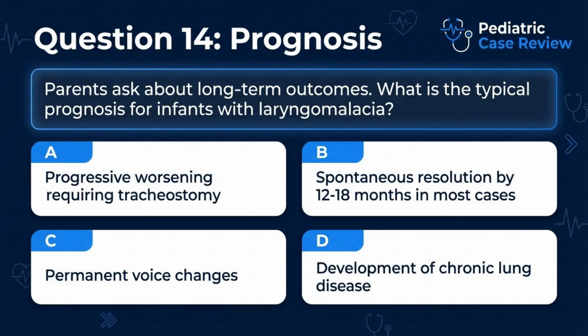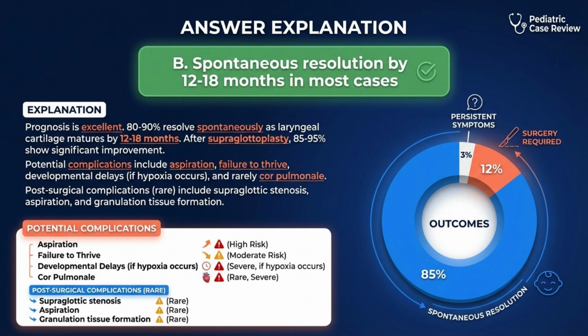outcomes. What is the typical prognosis for infants diagnosed with this condition? Option 1, progressive worsening requiring a tracheostomy. Option 2, spontaneous resolution by 12 to 18 months in most cases. Option 3, permanent voice changes. Option 4, development of chronic lung disease. The correct answer is option 2, spontaneous resolution by 12 to 18 months.